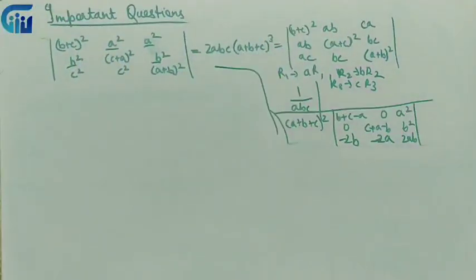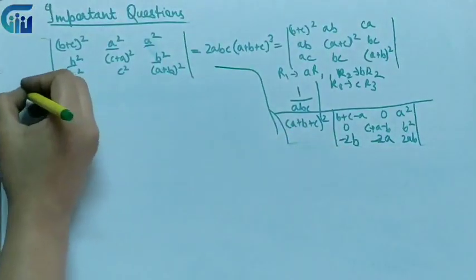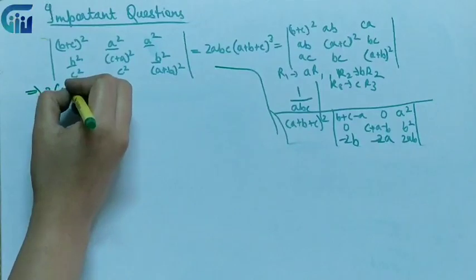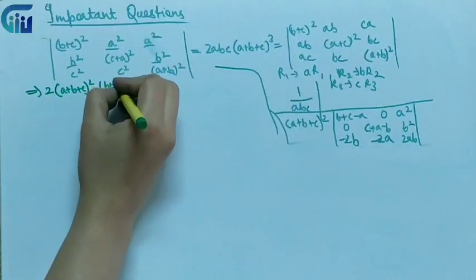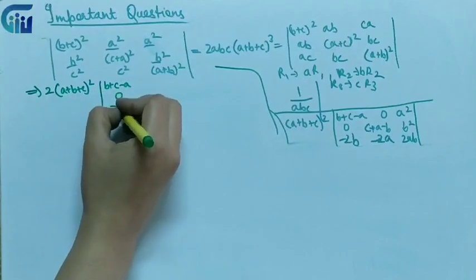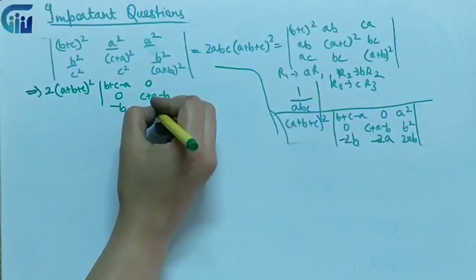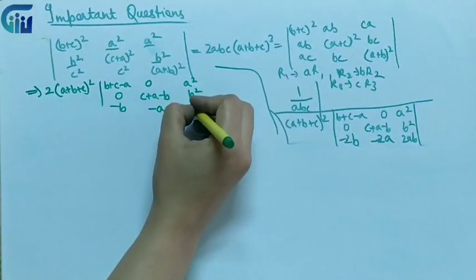Now I can further take 2 common from here. So now let's quickly solve it up. Over here I observe from R3 we can take 2 common. So I'll write, we will take 2 common. So it will be 2 times A plus B plus C whole square, and this will be B plus C minus A as it is, 0. This is minus B, this is 0. This is C plus A minus B. This is minus A, this is A square, B square, and this will be AB.